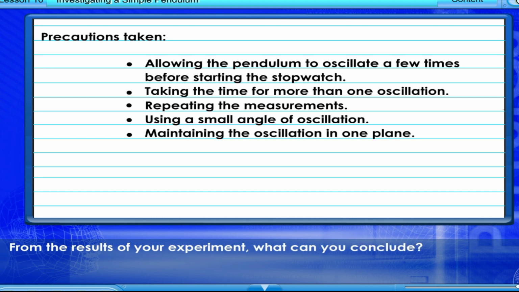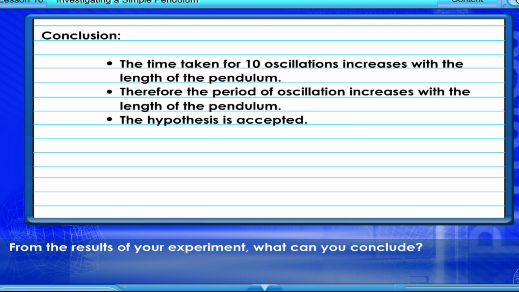From the results of your experiment, what can you conclude? Conclusion. The time taken for 10 oscillations increases with the length of the pendulum. Therefore, the period of oscillation increases with the length of the pendulum. The hypothesis is accepted.